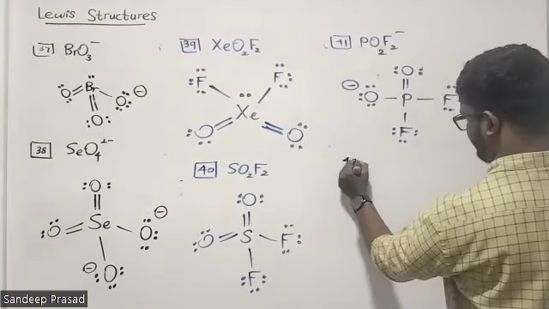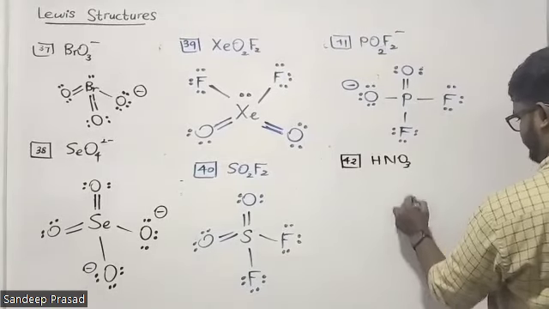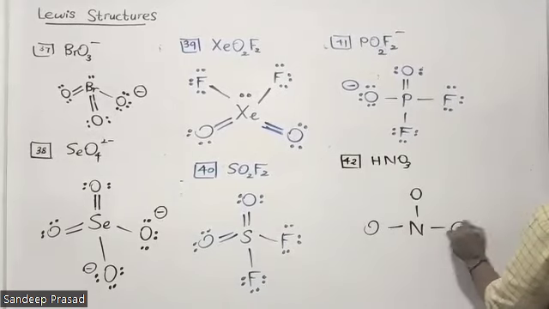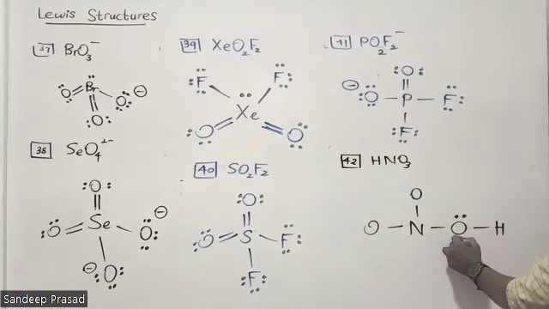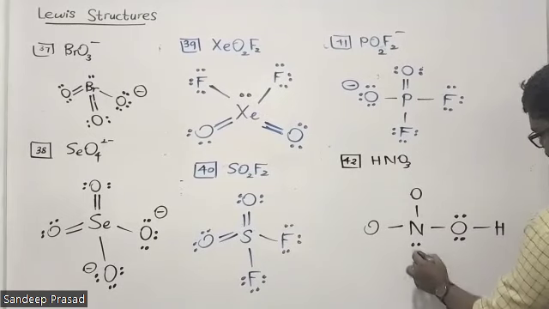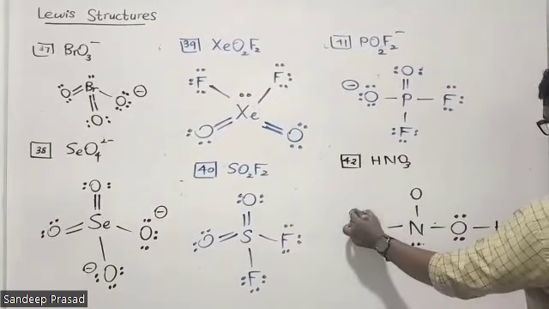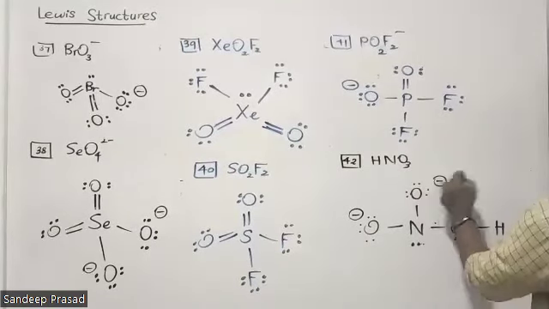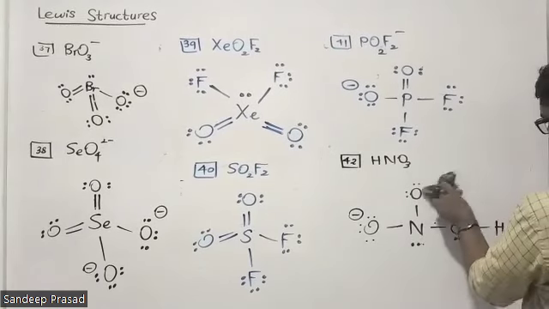Number 42 is HNO3. HNO3 looks like this. Oxygen has 2 bonds, so we can put 2 lone pairs. This is like a double bond. Here we can put lone pairs, students, because when you put lone pairs, 1, 2, 3, 4, 5, this oxygen will be negatively charged, and this oxygen also negatively charged. So therefore, the molecule is charged. So it can't be.